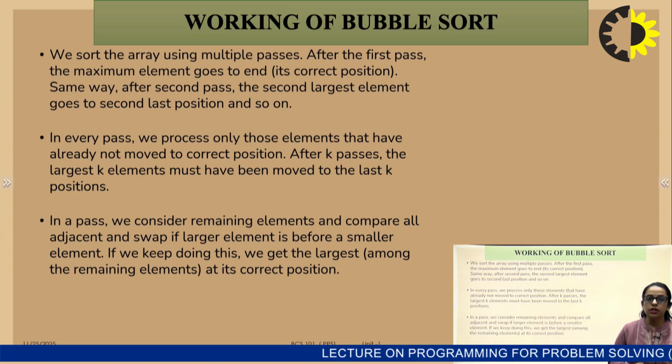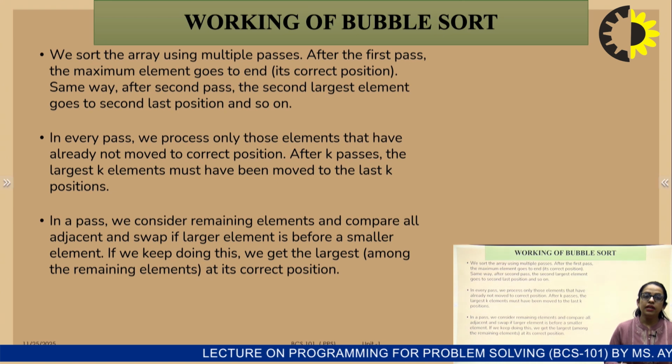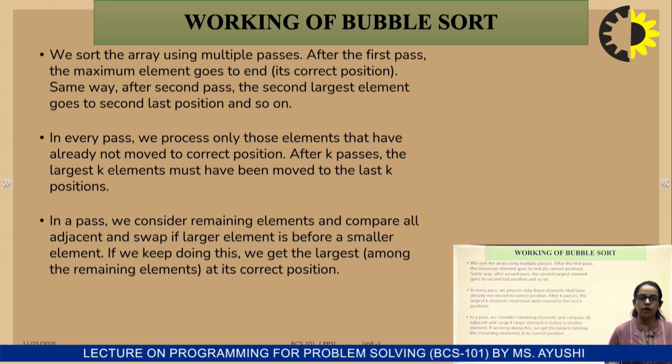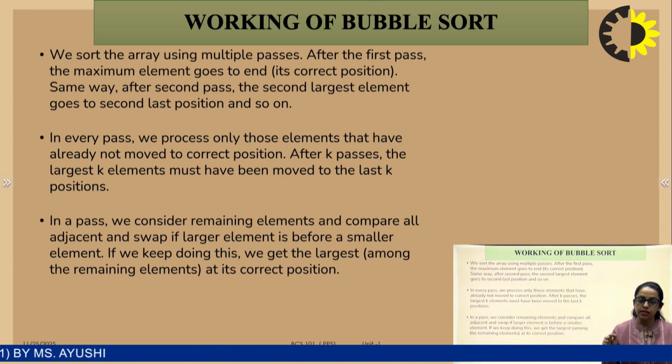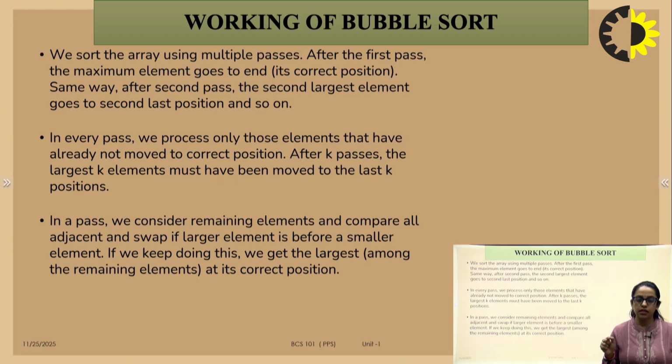So what is the correct position of the maximum element of the array? When we are comparing 2 adjacent elements, if the first value is greater than the second value, then by this comparison the values will get interchanged or swapped. And when this process is applied repeatedly, what will be the outcome? The maximum value out of all the elements of the array will get positioned at the last index of the array.